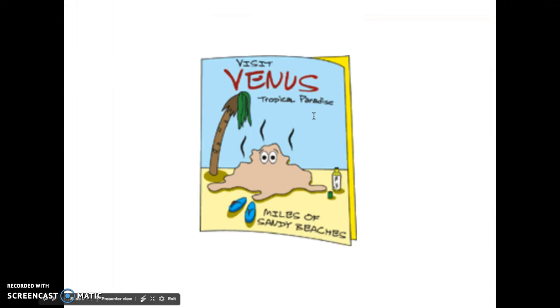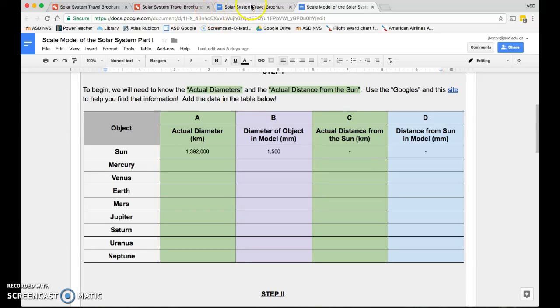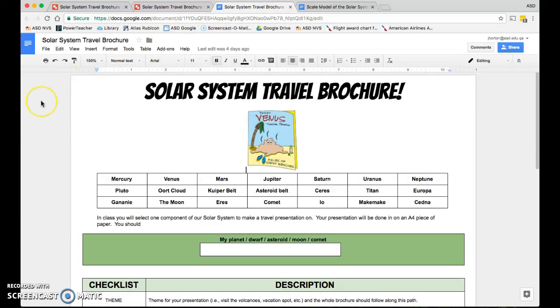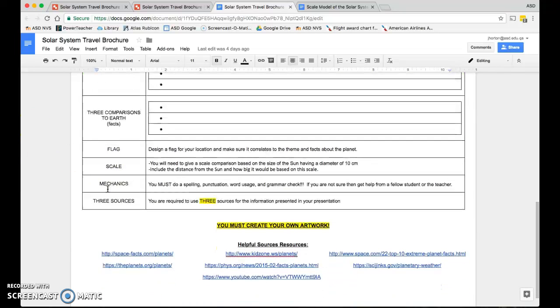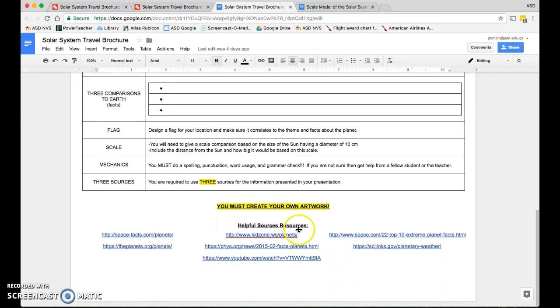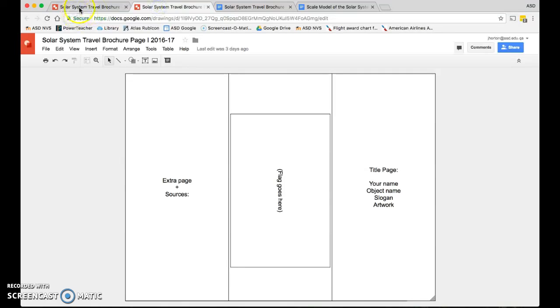So the second thing that you're going to do then is start working on your travel brochure. Now in Classroom, this document has already been posted. It gives you a checklist of exactly what you have to include on there. I've given you some sources that you could start with if you haven't already begun looking at other sources to find information. You can use some of those. I also posted 2 drawings. Both of them are in Classroom.